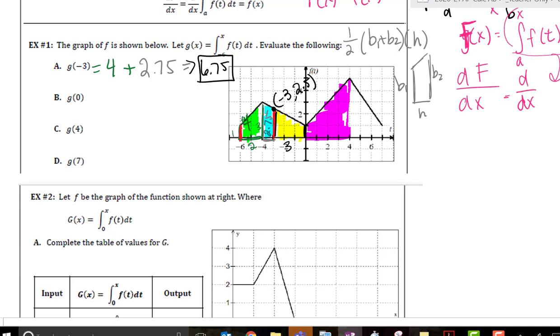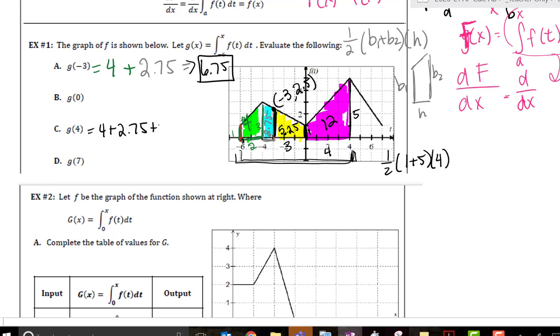So when I solve that, I get that this area is 5.25. And then for this last trapezoid, I'll show the calculations here. We have a 1, and then we're going all the way 1, 2, 3, 4, 5, and this height is 4. So we'd have 1/2 times (1 plus 5) times that height, which is 4. When I get that done, this area is 12. So G of 4 is the area under the curve from -6 all the way up to 4. When I add all of these areas together, 4 plus 2.75 plus 5.25 plus 12, I get 24.